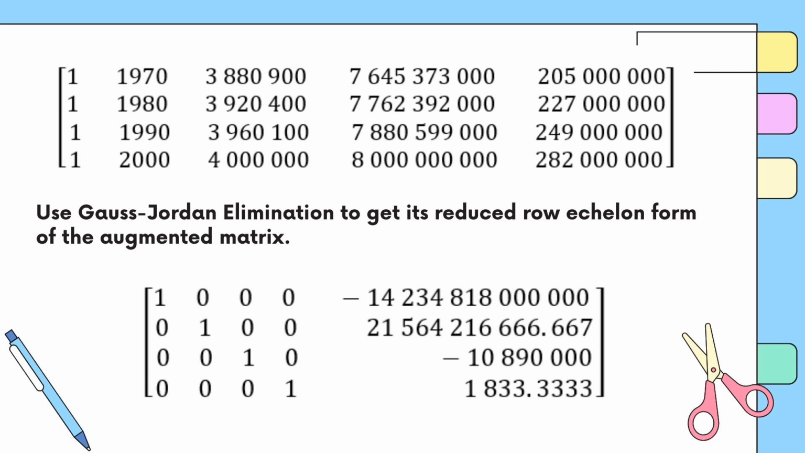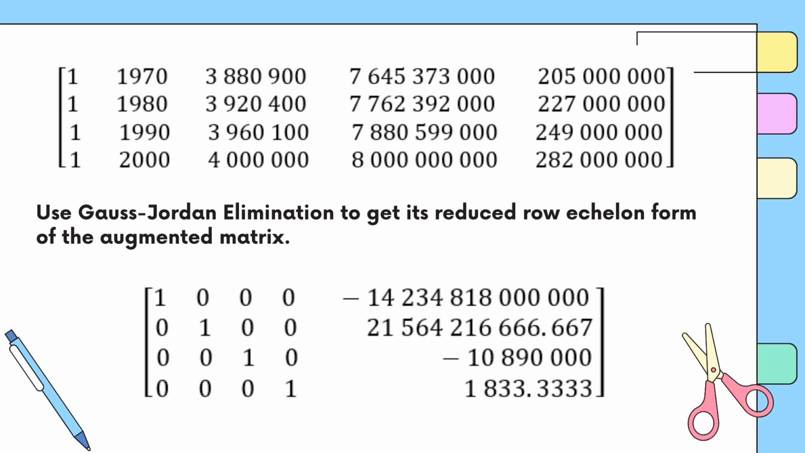So we now have our linear equations. In order to get the approximate solution of the system, we have to write this in augmented matrix form by taking the coefficients and constants of our linear equations. In the first row, we have 1, 1970, 3,880,900, 7,645,373,000, 205 million.